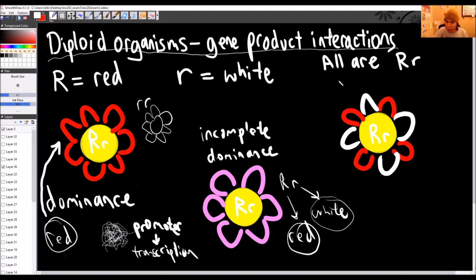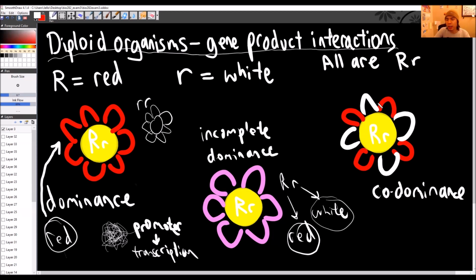And then over here, this is an example of codominance. So the big R was dominant over here, and we can see distinctly the phenotype it produces. These are codominant because we can distinctly see the phenotypes of both of them. We can see red and white.